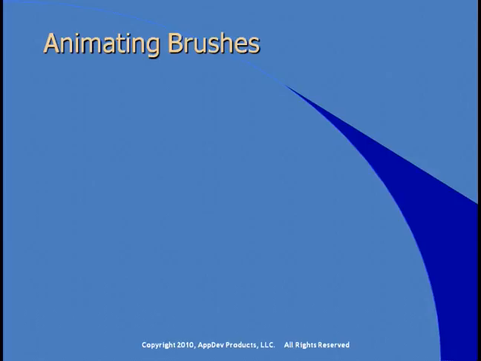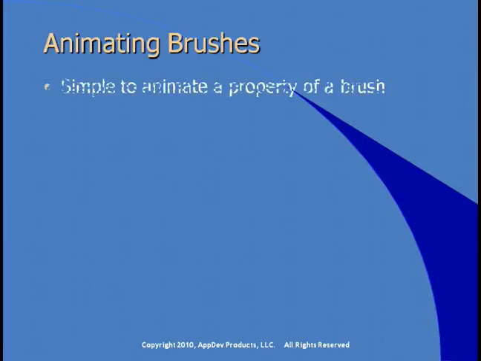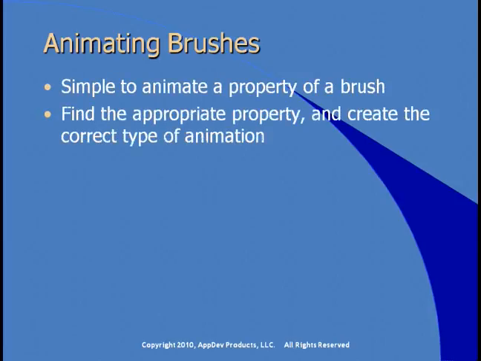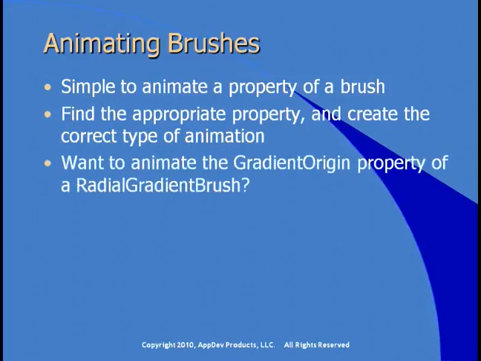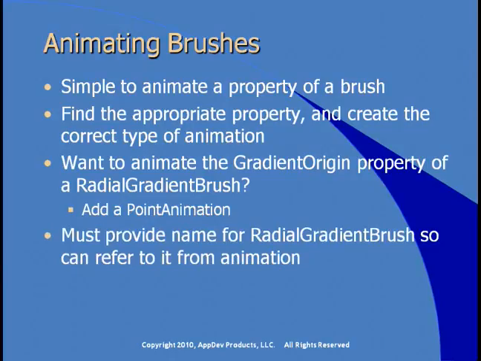You've seen how to animate colors, points, and double values, but what if you want to animate something like a brush? Should be simple. You just need to find the appropriate property and create the correct type of animation. What if you wanted to animate the gradient origin property of a radial gradient brush? Well, it's a point, so you need to add a point animation, and you must provide a name for the radial gradient brush so you can refer to it from your animation. We've never named a brush before, but you can. In our example, we'll do that.